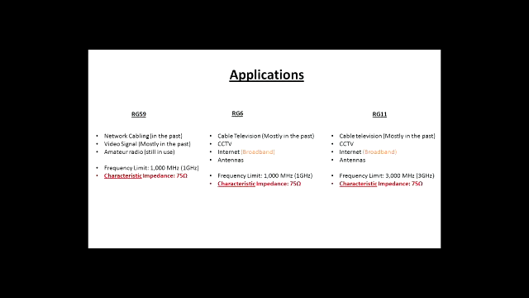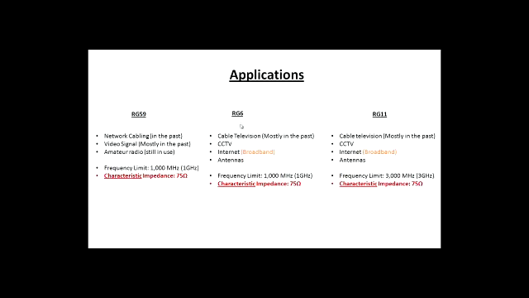All right, so the band with the upper limit is pretty much 1000 megahertz or 1 gigahertz. And then RG59, the characteristic impedance, and I put that in red. I want you to remember this because we're going to talk about this thing in the next few slides. Characteristic impedance is 75 ohms.